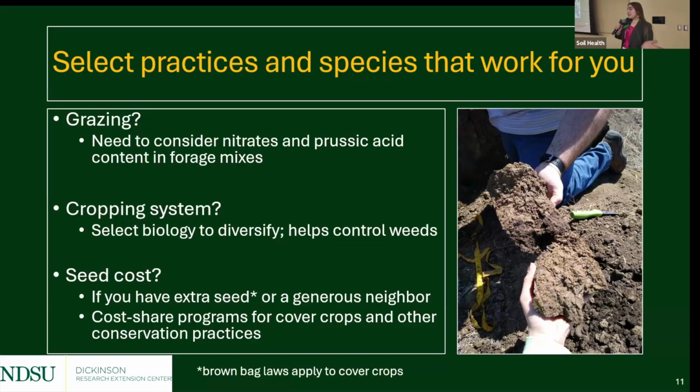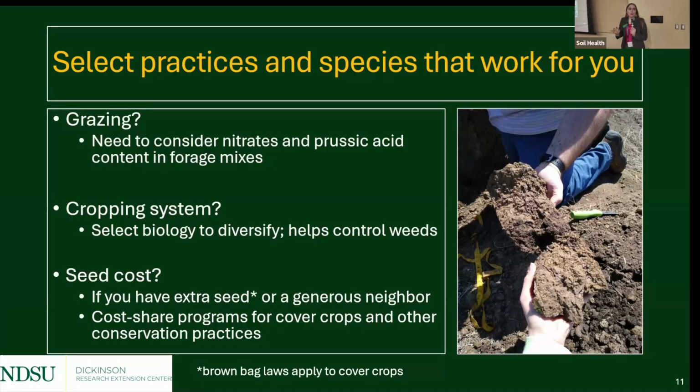Again, if you're thinking about cropping systems, you want to select biology that's going to diversify. That's going to also help control weeds. That physical biomass cover of cover crops and other things will actually be competing with weeds and prevent them from emerging. Some of them, like cereal rye, has the allelopathic thing where their roots send chemical signals that don't allow other species to emerge. There's some different things to consider in that regard.